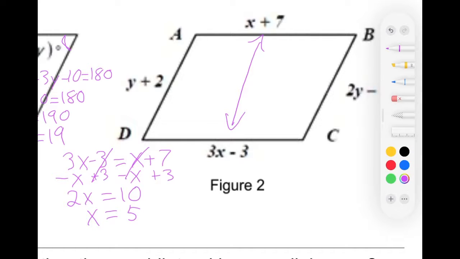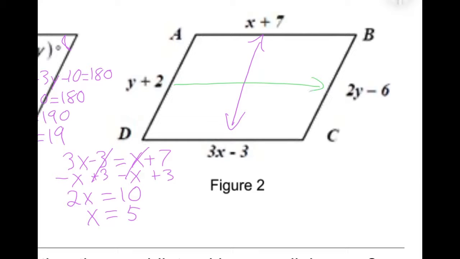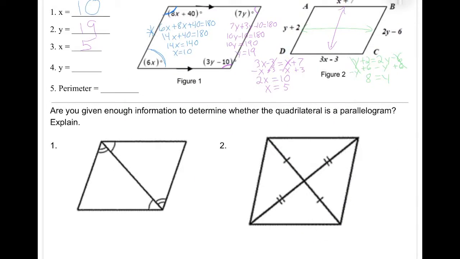Then I have my other pair of opposite sides. So my y plus 2 and my 2y minus 6 are opposite of each other, so they are congruent. Y plus 2 equals 2y minus 6. I'm going to move my positive y over. They cancel out. On the right side, I just have y left. Because I moved my y's over to the right side, I've got to move my constants over to the left. So I'm going to add 6 on both sides. Negative 6 plus 6 cancels out. I'm left with 8 on the left side. So my y value is 8.